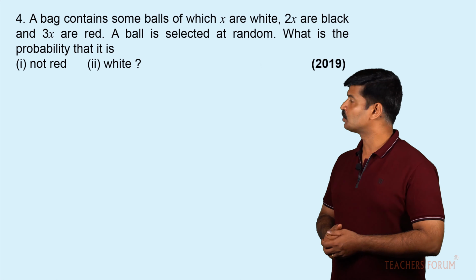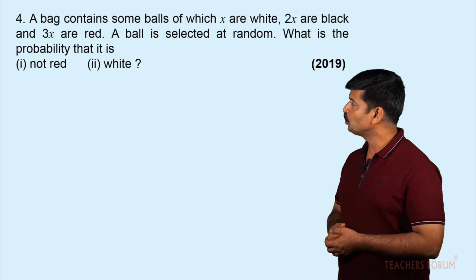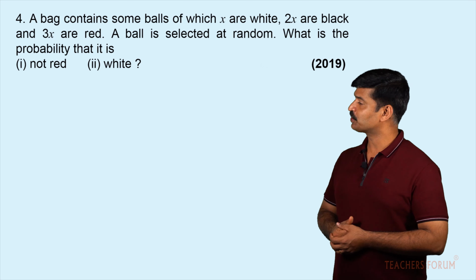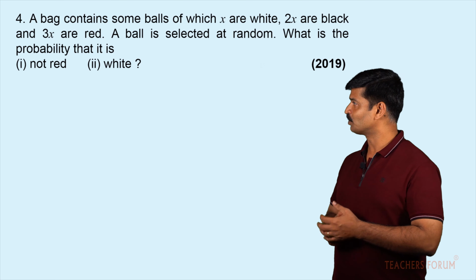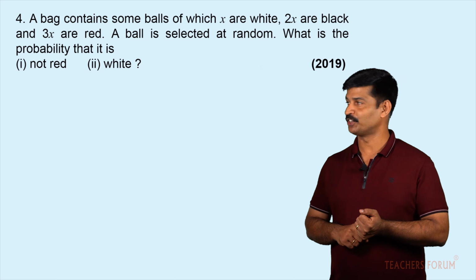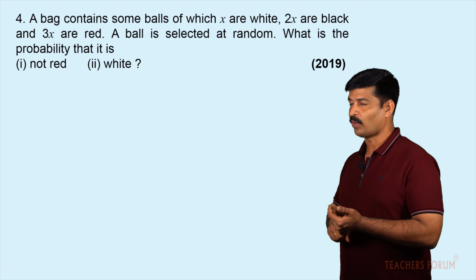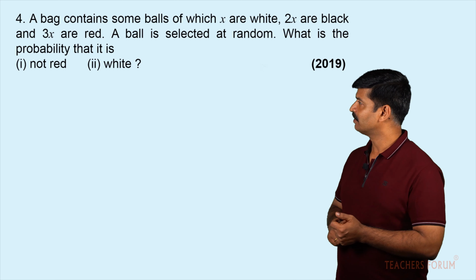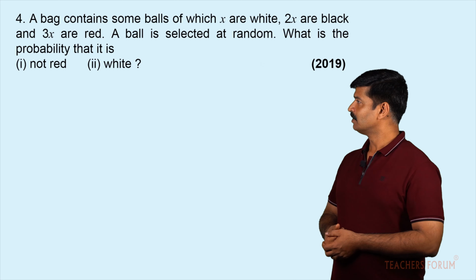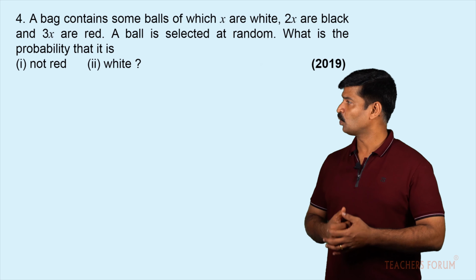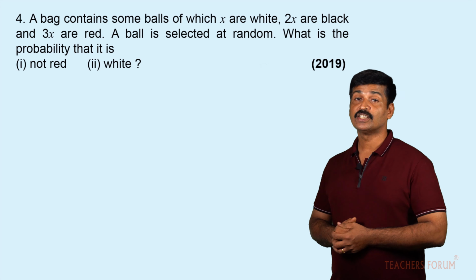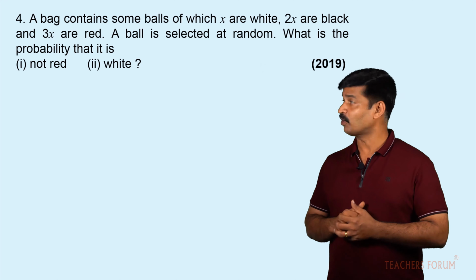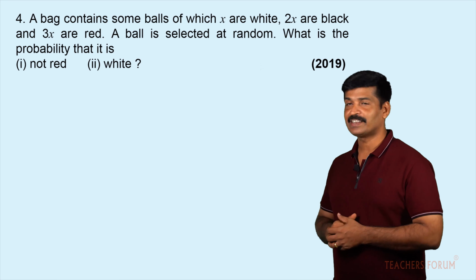Next one. A bag contains some balls of which x are white, 2x are black, 3x are red. Okay, so 3 types of balls. The first one, white, x in number, black, 2x in number, red, 3x in number. A ball is selected at random. What is the probability that it is not red? Not red means that will be white and black.